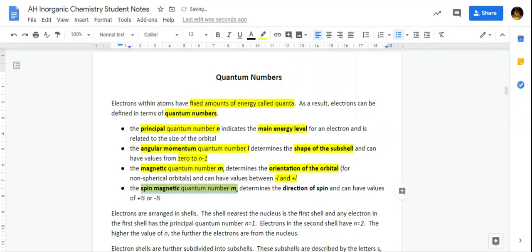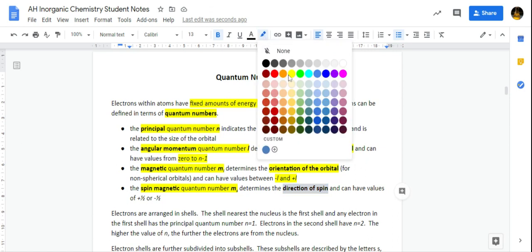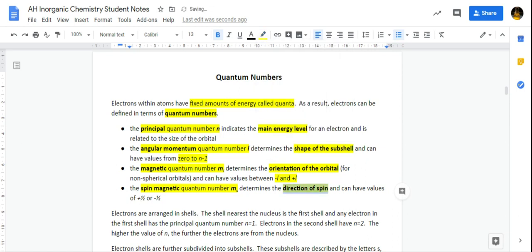It determines the direction of spin of an electron within an orbital, and it can only have two values, either +0.5 or -0.5.